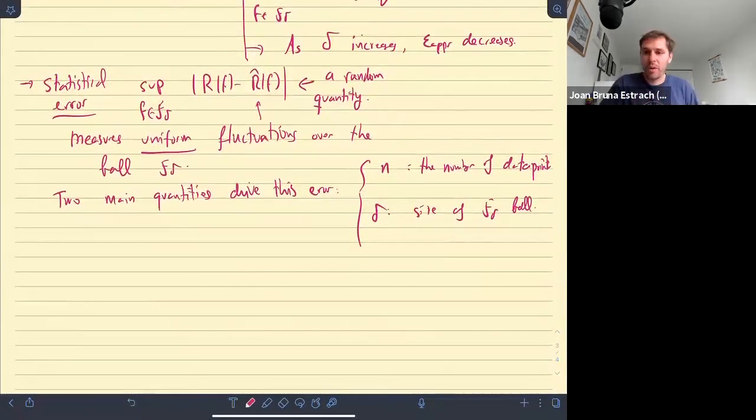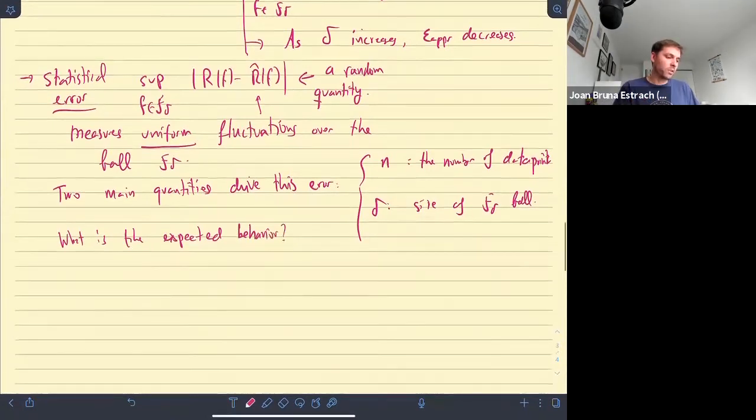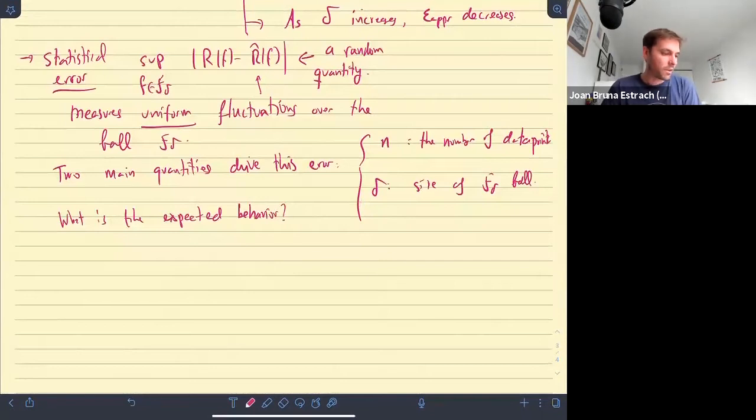So just to get a sense, maybe also to refresh some ideas and make sure that no one is completely lost at this point: what is the expected behavior? How do we expect this error to depend roughly on n and on delta? We don't need to do anything super precise, but just to get an intuition. Hopefully that will also connect the dots when you think about measuring fluctuations of a random variable and then looking at the uniform fluctuation. Here we are looking at the largest fluctuations over many events, right?